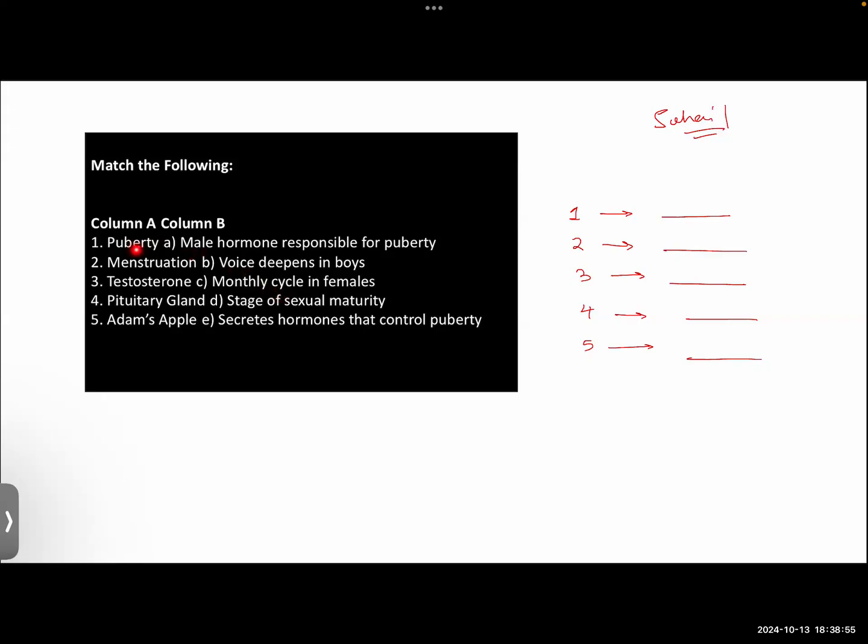For the first one, what have you answered? Puberty, what have you matched it with? D1. Okay. That is correct. Stage of sexual maturity. Good. So that is D. Menstruation? C1. Monthly cycle in females. Good. And for testosterone, it is? A. That is a male hormone. Exactly. Male hormone responsible for puberty. And pituitary gland? A1. Secretes hormones that control puberty. Exactly. So it secretes the hormones that control puberty.